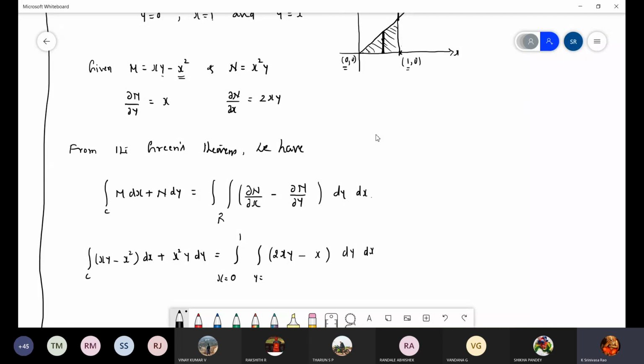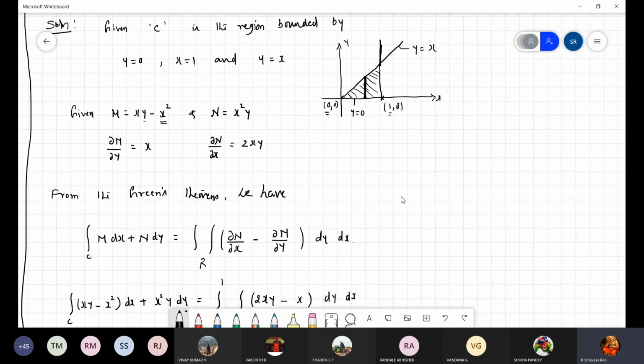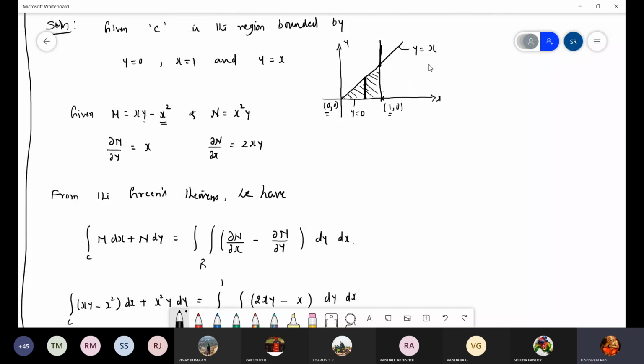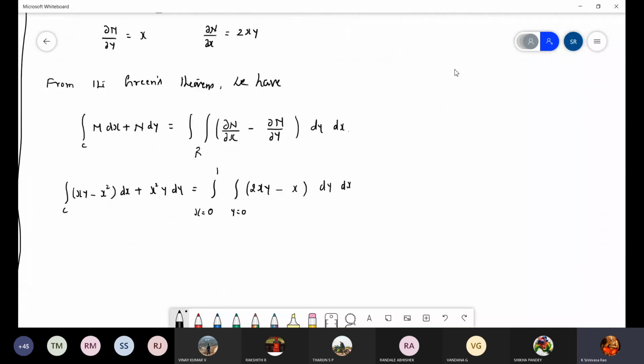So what is the starting point and what is the ending point? The x-axis equation is y equals 0, so that is the lower limit. The upper limit is the straight line boundary. What is the equation of the straight line in the diagram? It is y equals x. Therefore the upper limit is y equals x. This is the major part in these problems, so try to understand.